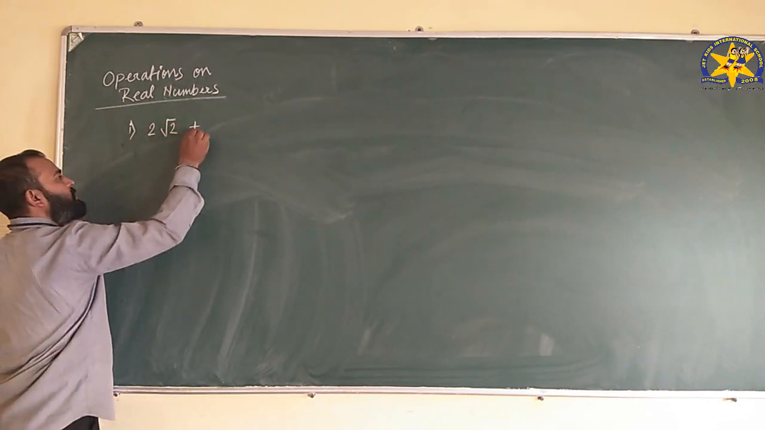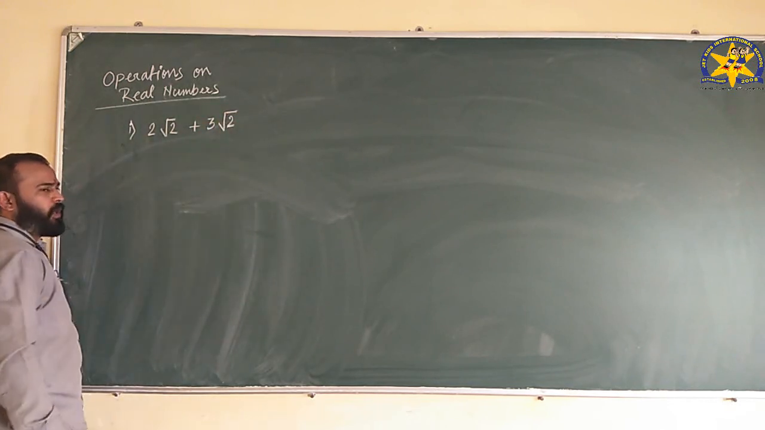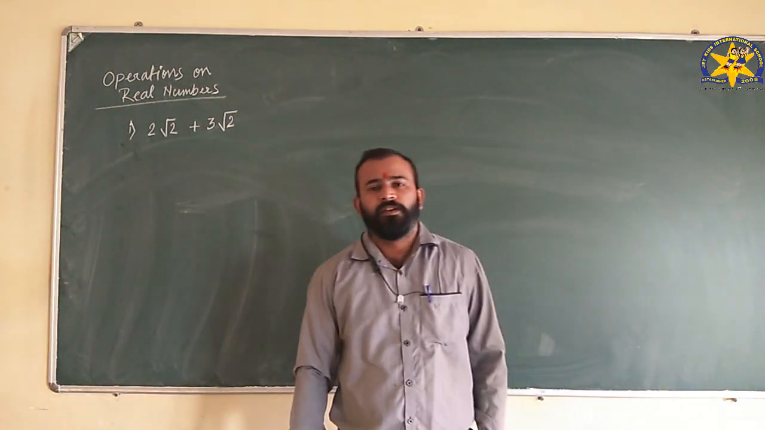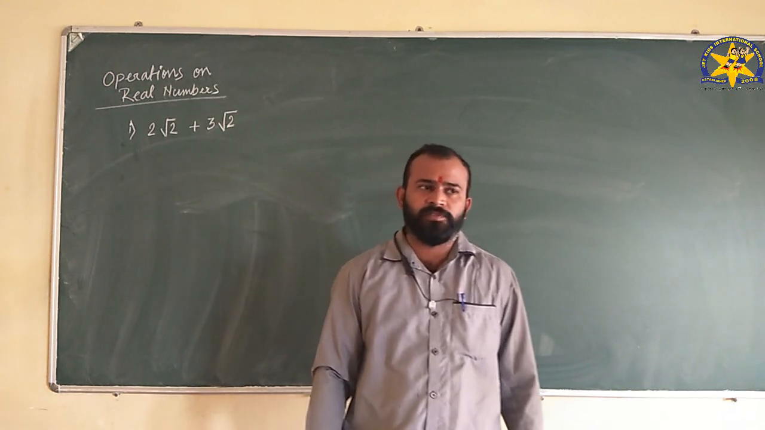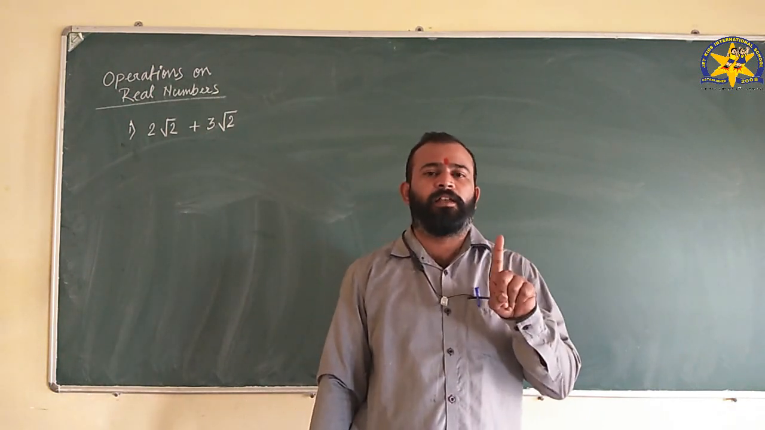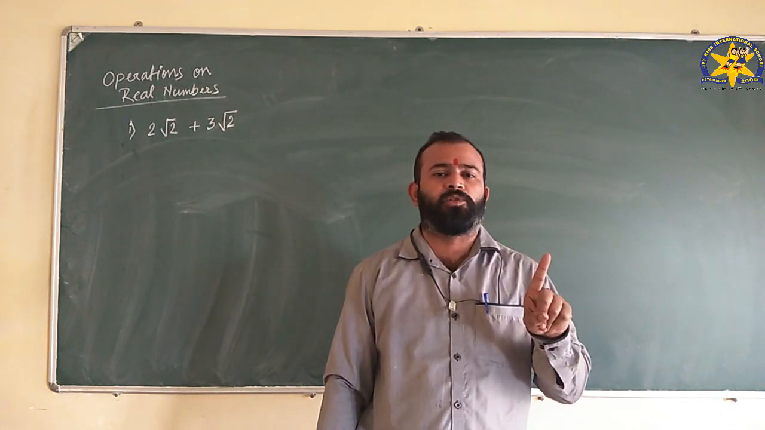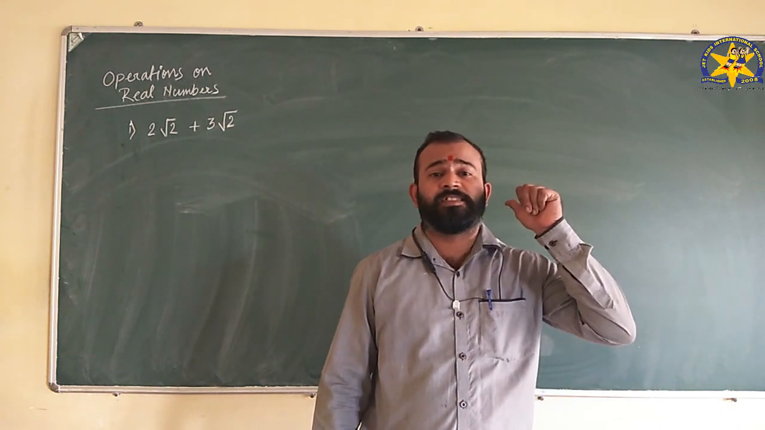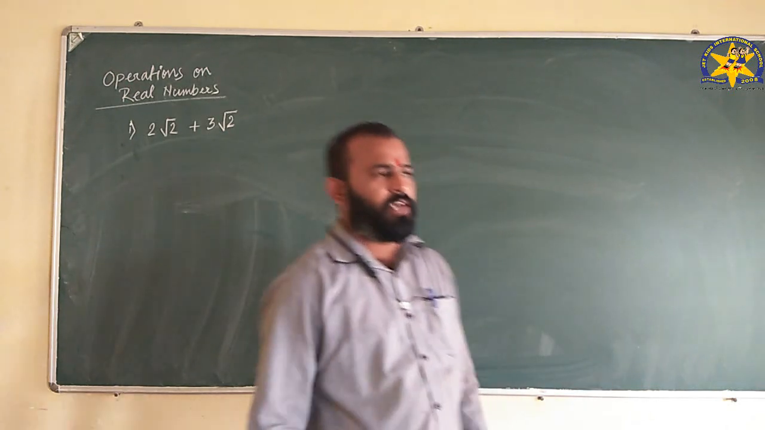2√2 plus 3√2. Now see here, in algebraic expressions we have seen that only like terms can be added, right? And what were the like terms? Like terms are with the same variable and the same powers. If the variable and the power are the same, then we can add those two terms. In this case there are no variables, but we have to assume something as a variable, that I would like to say here.